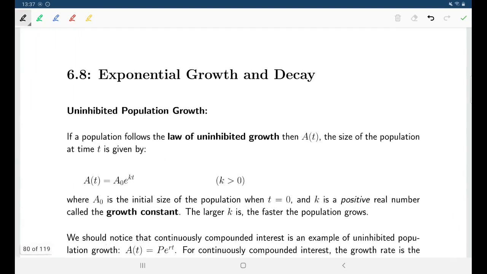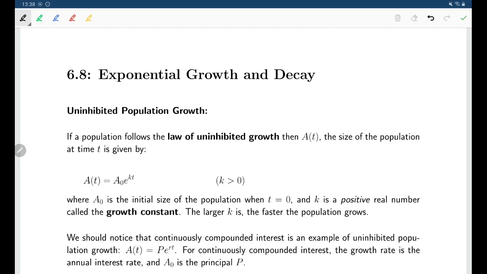The formula that we have for uninhibited growth or exponential growth says that A of t, the size of our population after time t, is made out of just our initial amount, a0, multiplied by e to the power of kt. T is time, and k is our growth constant. K controls how fast or how slow our population is growing. To be a growth constant, k needs to be positive. If k were negative, then our population would be decreasing over time. We would have a shrinking population.